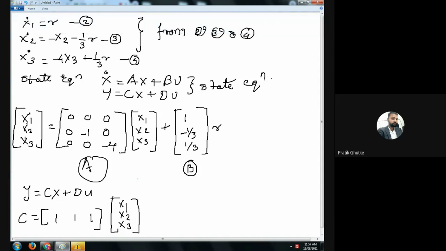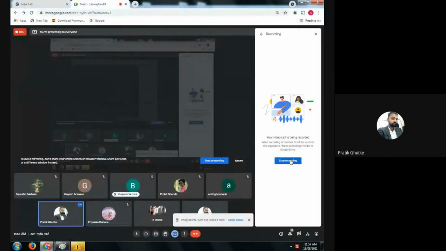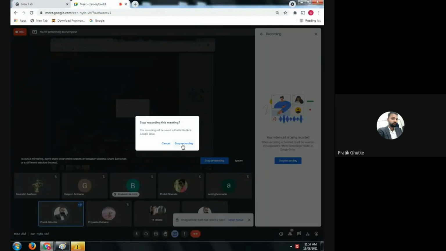These two equations, this equation and this equation together, it is called as canonical state model. Okay, so that's it. They have asked in the numerical to calculate the canonical state model from the given transfer function. Have you understood up to here? So that's it. That numerical is over there.